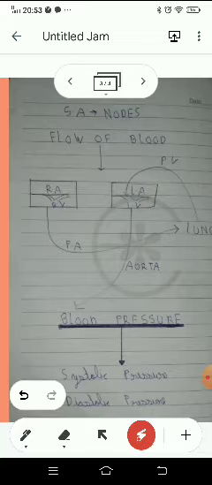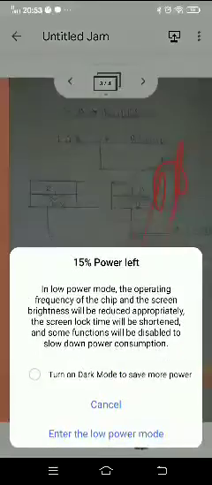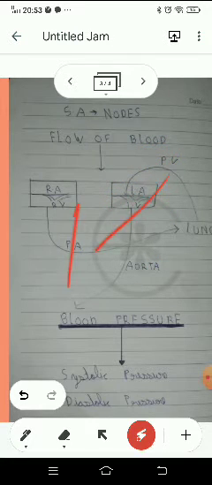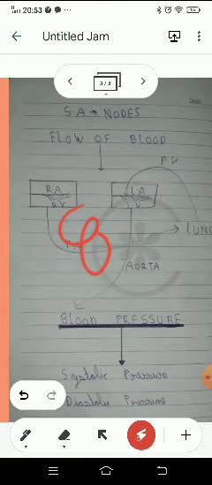And the average pressure produced when the ventricles are filled by the blood from the auricles is known as diastolic pressure, and it is about 80 mmHg.